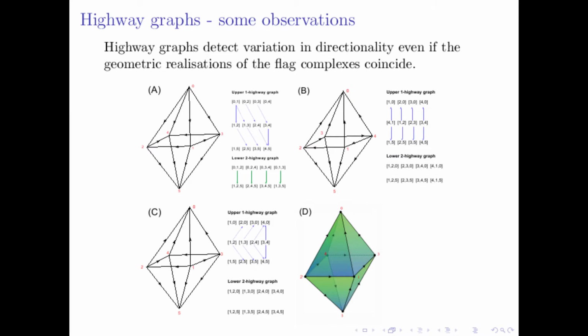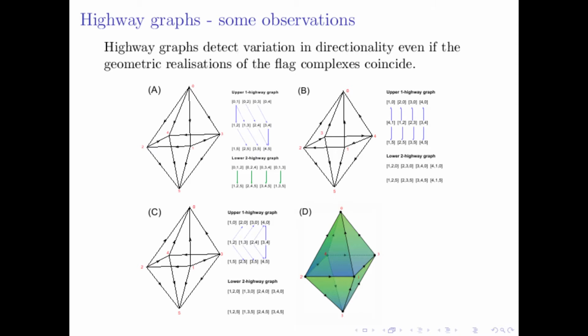Right. Another observation is that highway graphs are very good at detecting different structures in the directionality of the graph that you have. So these 3 graphs here are the same. If you take the directed flag complex, all of them are going to give you the two-sphere. Okay. So homotopy theoretically, all 3 realize exactly the same thing. However, if you look at their highway graphs, they're all different. Okay? So the highway graphs are a good way of detecting variation in the directionality, even where the geometric realization of the flag complex fails to do so.